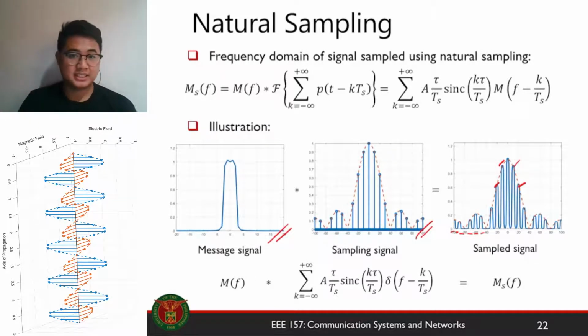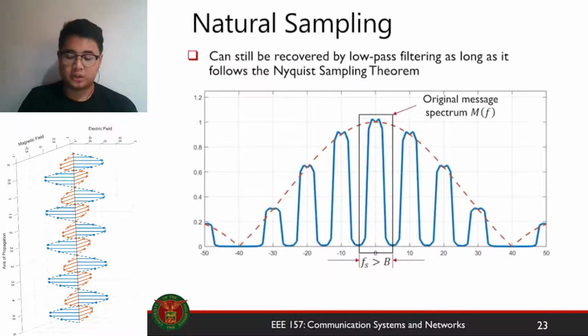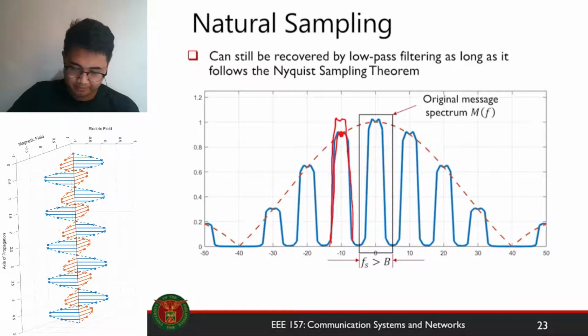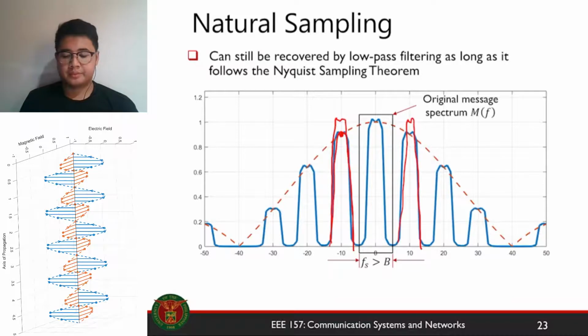That's the difference. The height of the message signal, let's look at it closely. The height of the message signal right here depends on the height or the value of the sinc function at that point. As compared to your ideal sampling, if it's an ideal sampling, then the height should be the same. Okay? That's the difference between your natural sampling and ideal sampling.